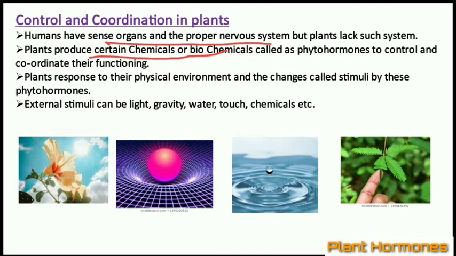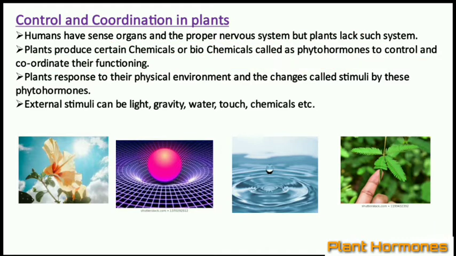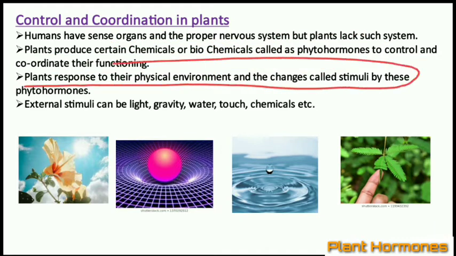These certain chemicals which are in the plants, and plants are living organisms, biological organisms, will be called biochemicals, and they are released by the plants, so they will be called phytohormones. So hormones released by the plants are called phytohormones, which are helpful for control and coordination in the plants. Now children, the plants respond to certain physical environment and the changes in the physical environment.